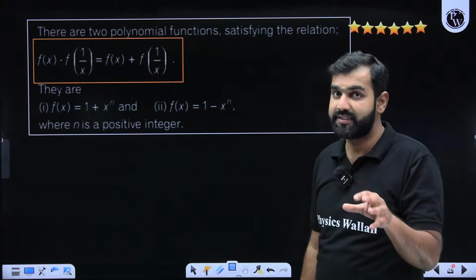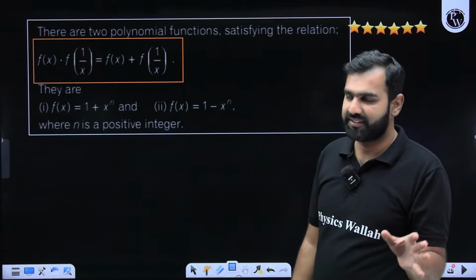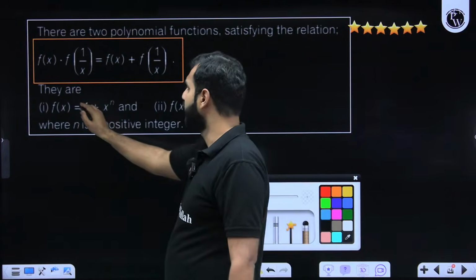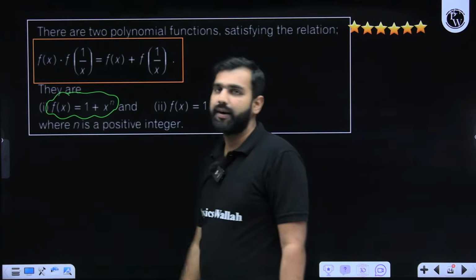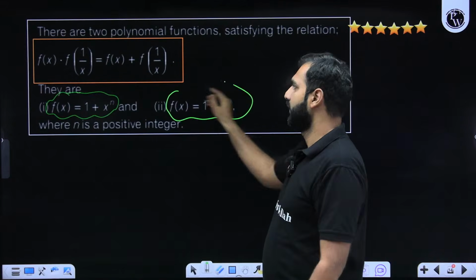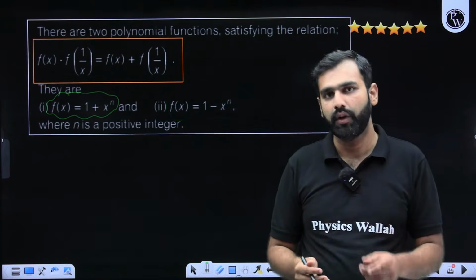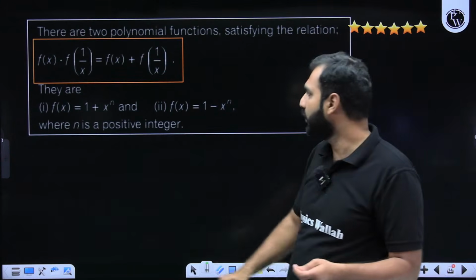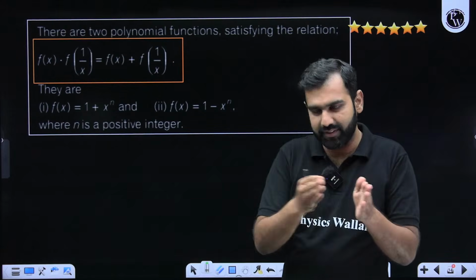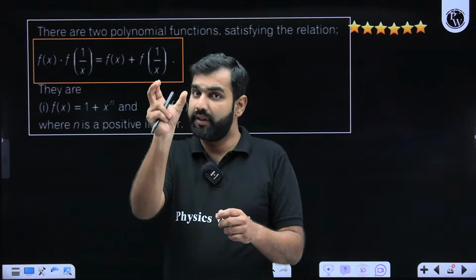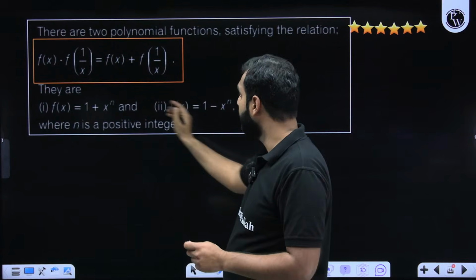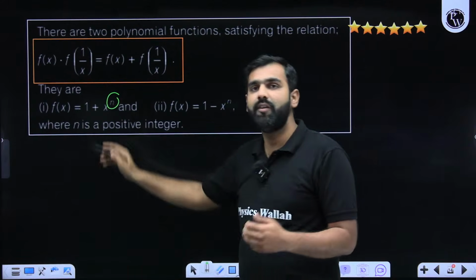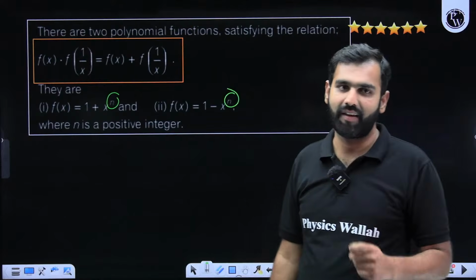If a function fulfills this definition, then without any hesitation, you can always take f(x) as 1 plus x to the power n or 1 minus x to the power n. Now you will be confused, sir, which one should we choose, 1 plus or 1 minus? For that, some data will be given in the question to eliminate one of the possibilities. So with the help of the data given in the question, you could eliminate one of the possibilities. And to figure out the value of n, some more data will be given in the question. You put those values and you can figure out the value of n as well.